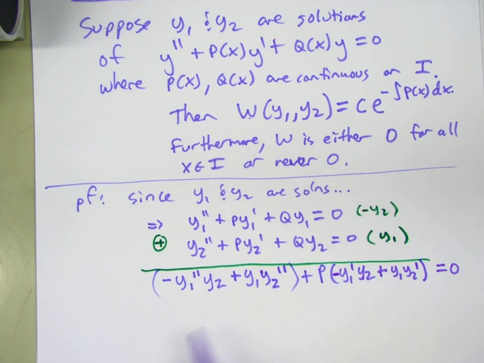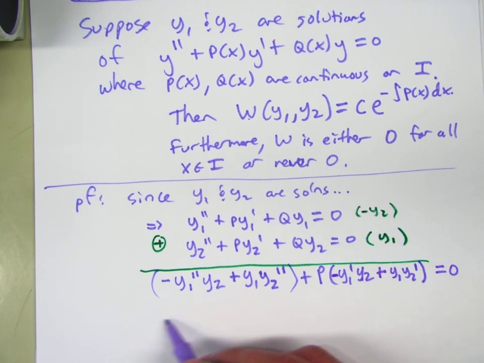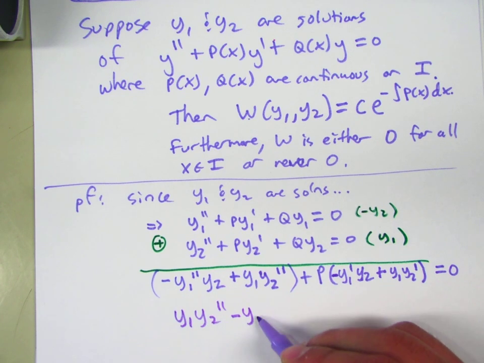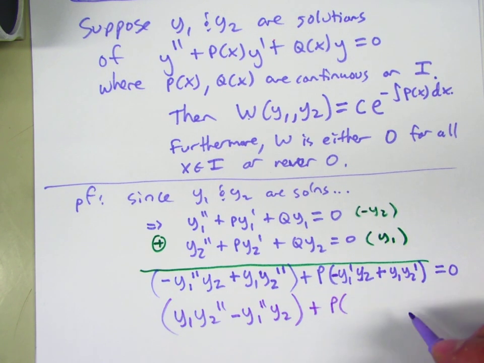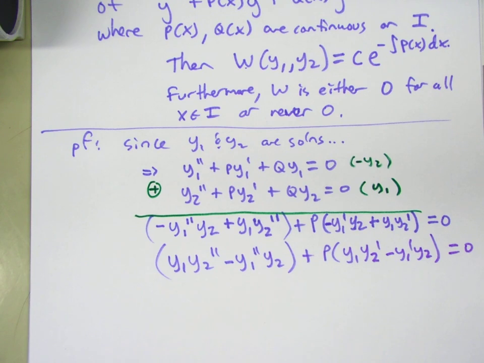Now let me just rewrite this without the negatives in the front. I didn't want to skip that step to make sure that everybody's following. I'm just reorganizing here. So this is the same as y1 y2 double prime minus y1 double prime y2, plus p times y1 y2 prime minus y1 prime y2. That equals 0.